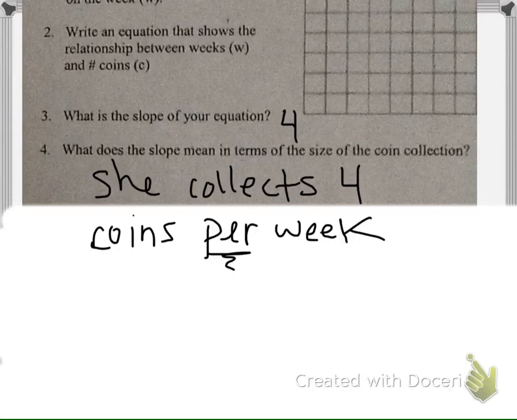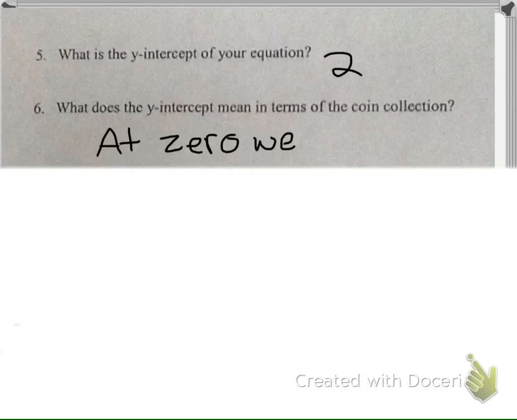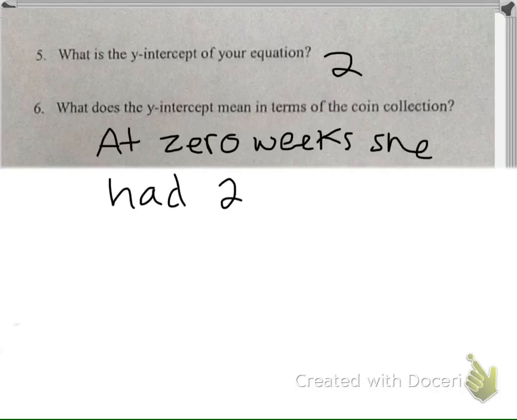Okay? And now 5. What is the y-intercept? That was 2. What does the y-intercept mean? It means at 0 weeks. That's always how you want to start your sentence, at 0 weeks, she had 2 coins. Okay, so I said what it is and what it means for the situation.